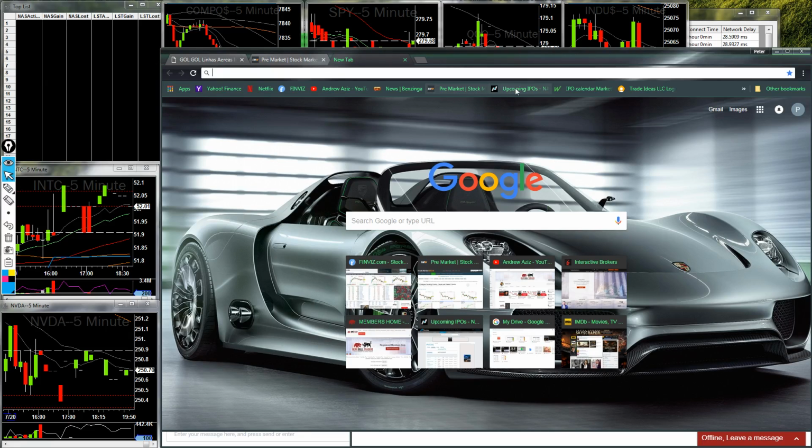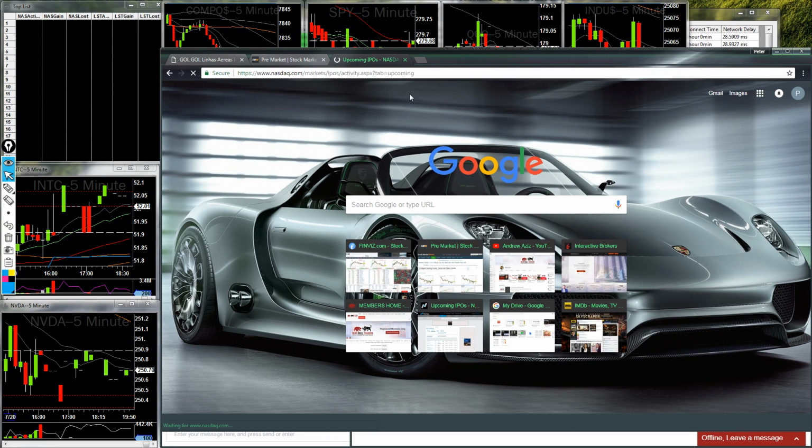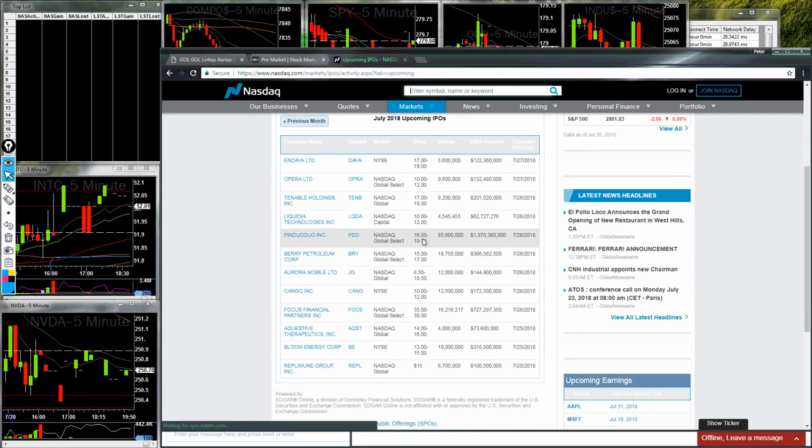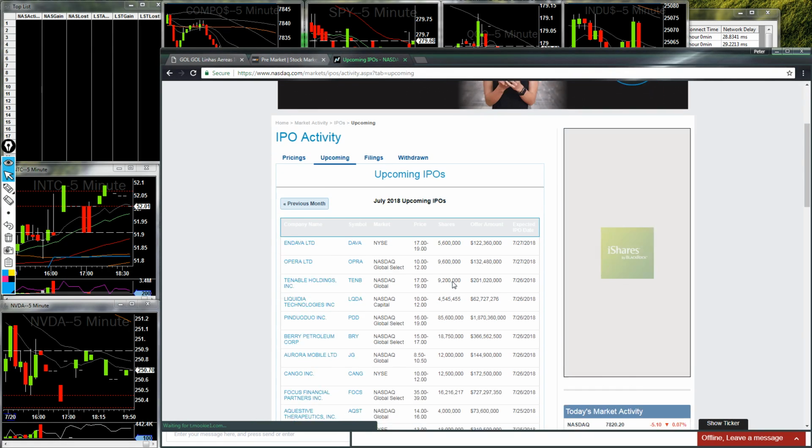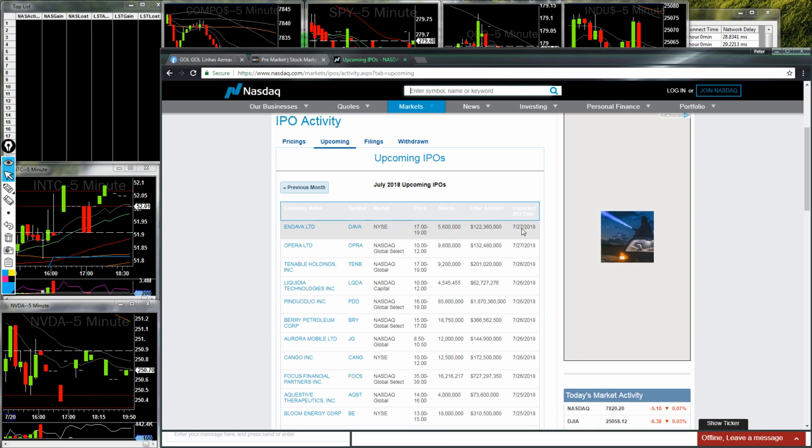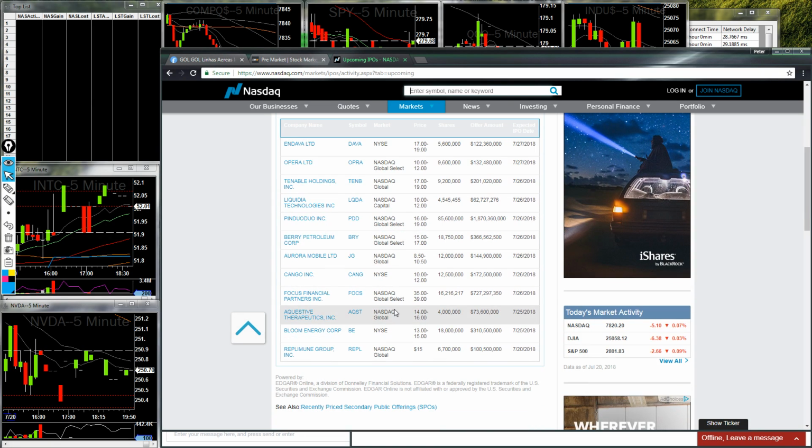Other things that I use: I have a couple of different sites I use to look at upcoming IPOs. So this just tells me what IPOs are coming so that I can track them. If there's some that I'm really interested in, I'll put them in an alert, and I'll show you my alerts in a second that I use to track it. Others, I just want to know that they're there.